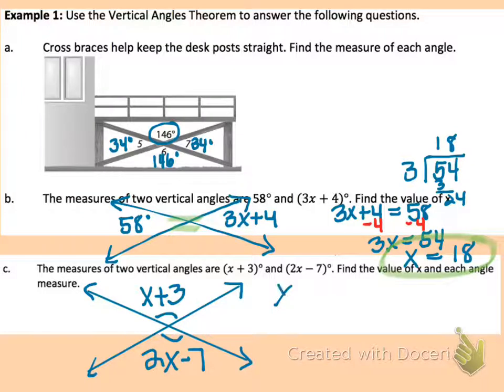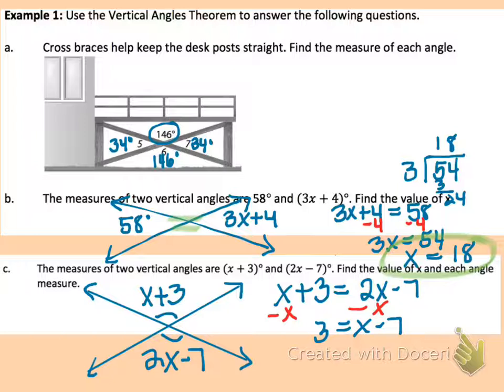And then we can say that in an equation, that x plus 3 is equal to 2x minus 7. And now we can simply go through our solving steps. We could subtract x from both sides to start. We could simplify that to 3 equals x minus 7. And then we could add 7 to both sides.